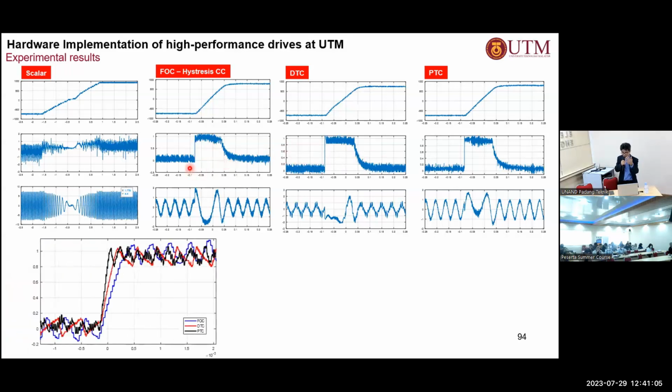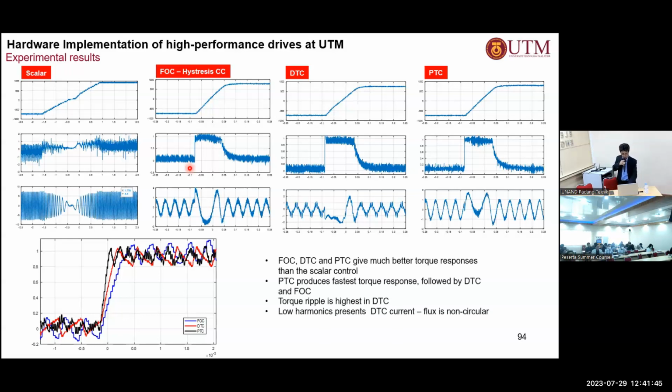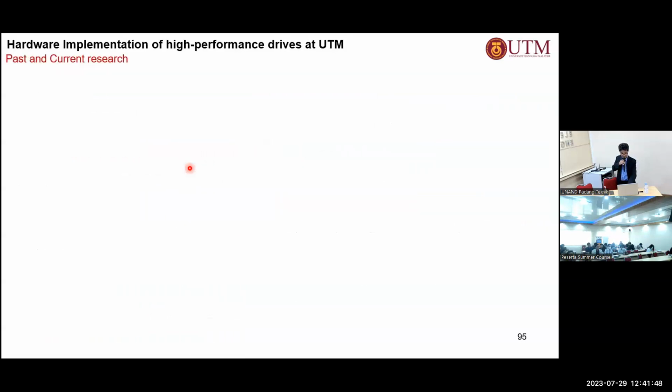But if you zoom in, this is actually the experimental result, okay? If you zoom in, you can see the difference between the three, which means that PTC gives you the fastest response, which is shown by the black trace there, compared to DTC, which is in red, and FOC, which uses a modulator, in blue. If you use a modulator, then you slow down the implementation, right? Because there will be delay in the control system when there is a modulator, which means that DTC and PTC do not require a modulator, remove the delay, and give you a faster torque response. Right, that's just a summary of that.